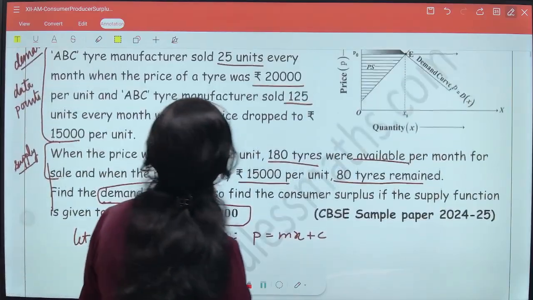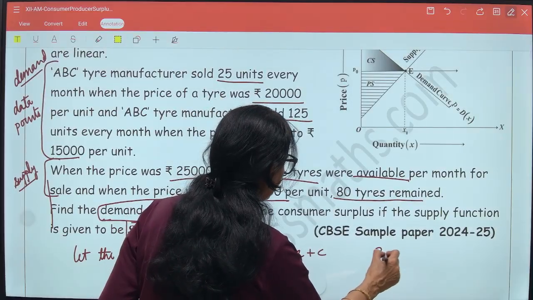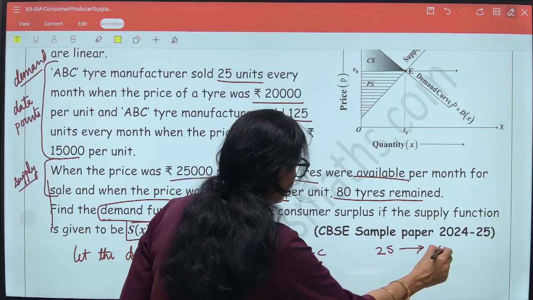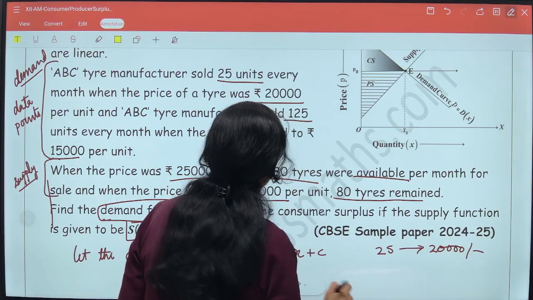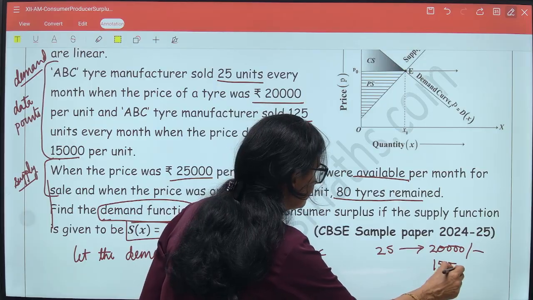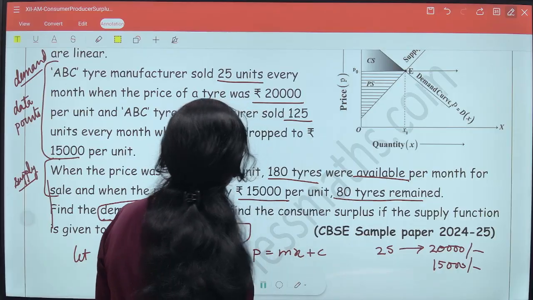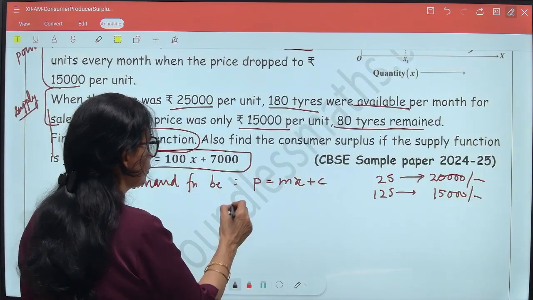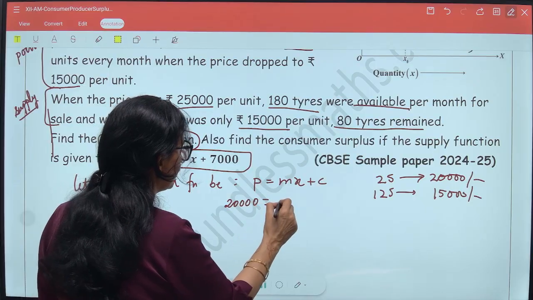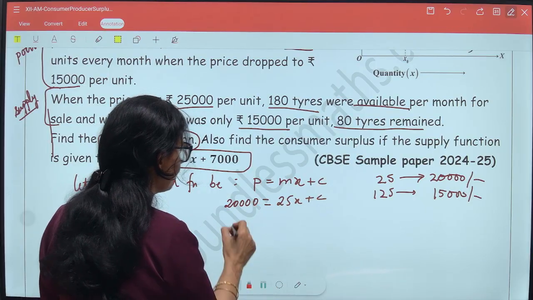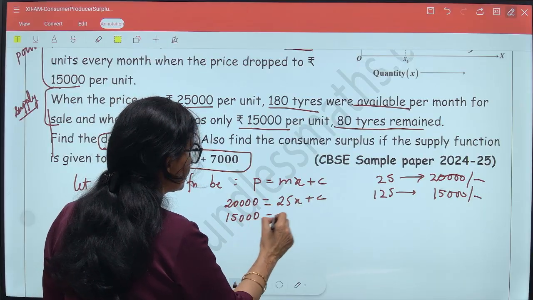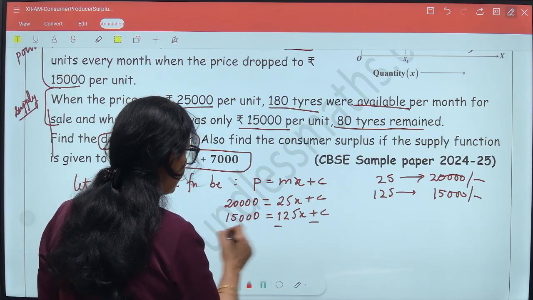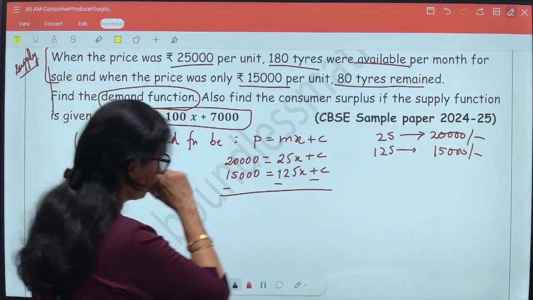Now the data points given to you are when the price was 20,000, 25 units were sold, and when the price dropped to 15,000, then 125 units were sold, right? So let's put all these two data points into this equation. So it is 20,000 is equal to 25x plus c, and this is 15,000 is equal to 125x plus c. Let's subtract the two equations and find the value of m and c.